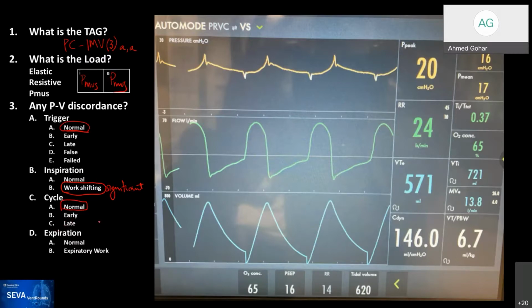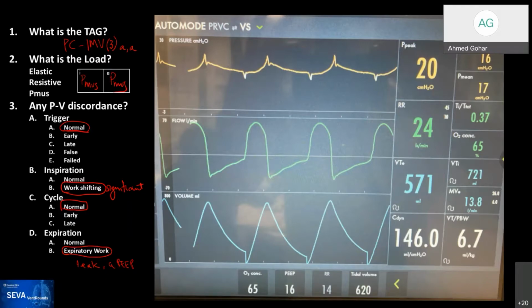Now, expiration, again, as I said, there is some expiratory work. Now, looking at the volume waveform, there is that kind of sign of cutoff at the end of the volume. It doesn't go all the way to the baseline. And the differential here would be, it could be secondary to the Pmus and expiration versus maybe some auto peep or some trapping. And the way that I would tell for sure would be to do an expiratory pause to try and delineate them. I don't think it's a leak. But leak, auto peep, or the actual expiratory work could manifest in the same appearance.